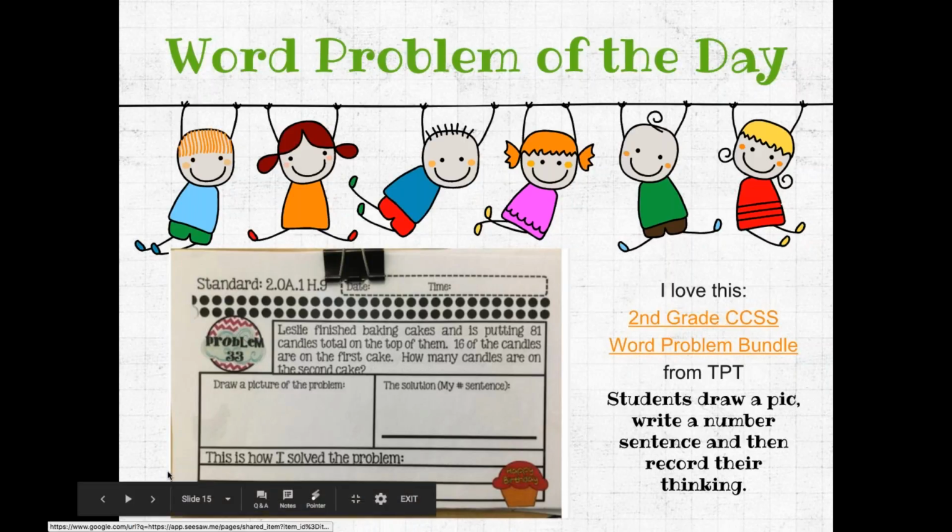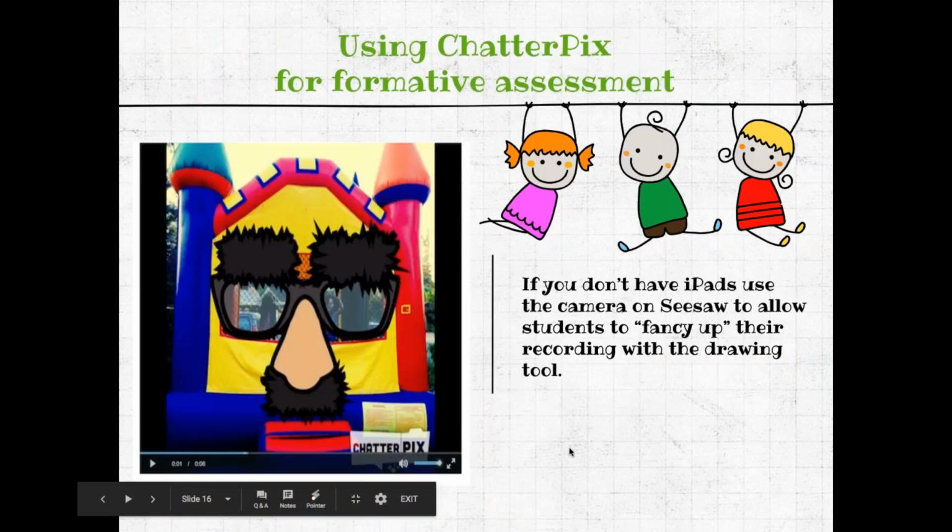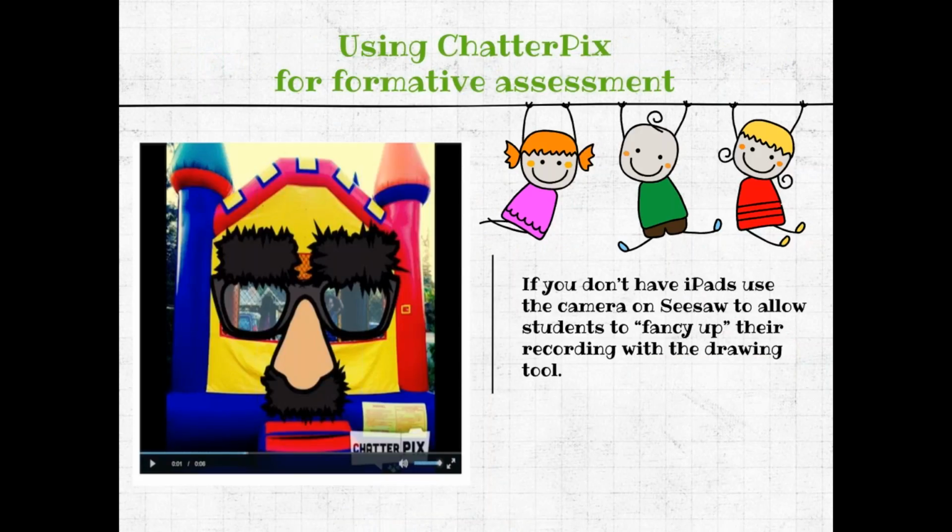I just want to make sure I get through everything, so hopefully I'm not going too fast for you. Chatterpix, again, it's an app. I'm so sorry, Chromebook people, but the Chromebooks, the way to get around this is that the camera is your best friend on a Chromebook. Take a picture of something, even if it's just their face. Let them go into the drawing tool on Seesaw, draw hair, draw funny glasses, draw a mustache, whatever it is, and make their recording just as fun.